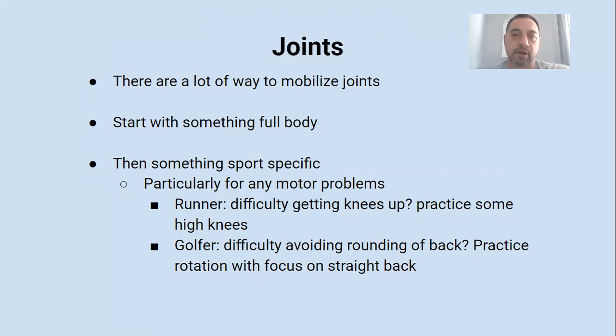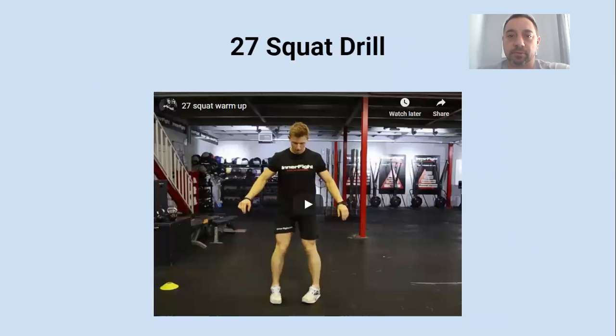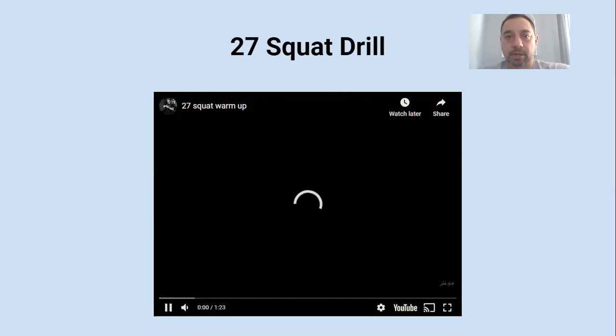So for runners, if you're having difficulty getting your knees up, you can practice some high knees. Golfers, if you have difficulty rounding your back in your swing, practice rotation with a focus on a straight back. This is a great drill. This is a good full body one, with a little more emphasis on the legs. This is called the 27 squat drill. All right, I'm going to let this play here.